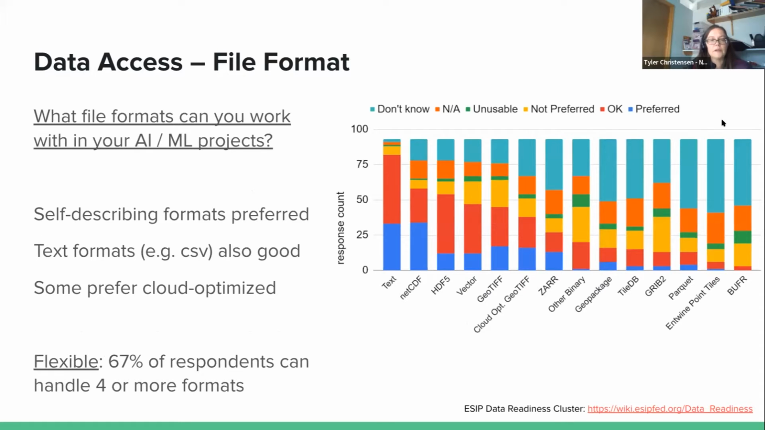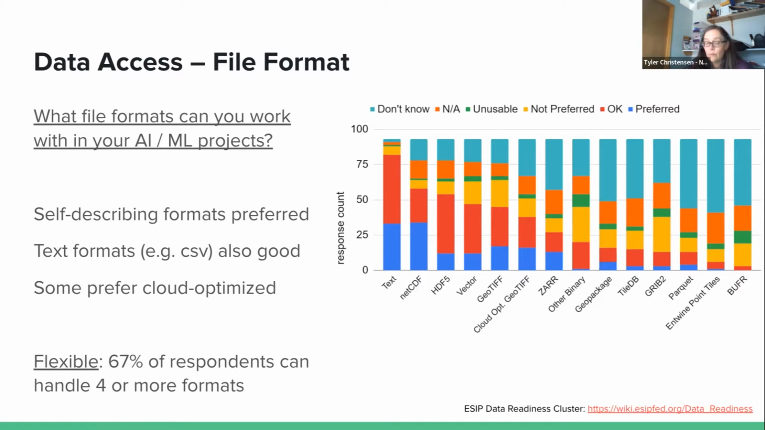Okay, file formats. We asked about a whole bunch of different common data formats. You can see the details in that figure there, but overall, self-describing formats like HDF and NetCDF are good. Text formats, which basically means comma-separated values, are preferred by some, but are definitely okay for a lot of people. And there is a subset of users that prefer some of the cloud optimized formats like Zarr and cloud optimized GeoTIFF.